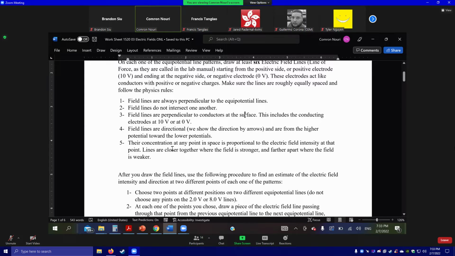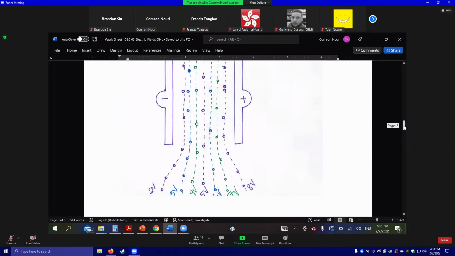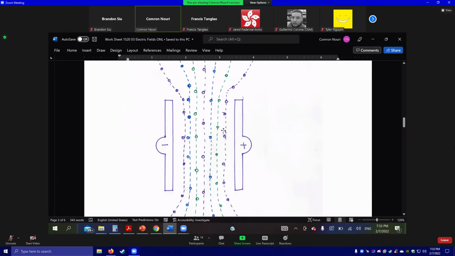The concentration of field lines at any point in space is proportional to the electric field intensity at that point. Lines are closer together where the field is stronger and farther apart where the field is weaker. So what we want you to do is to go to each one of these patterns, draw several field lines. Field lines are perpendicular to the surface of the conductor and perpendicular to the equipotential lines.